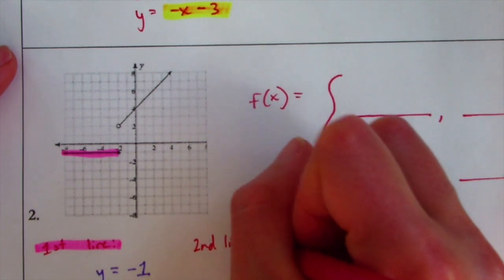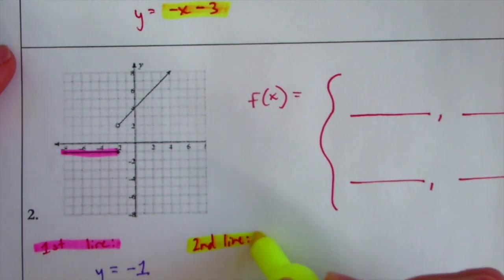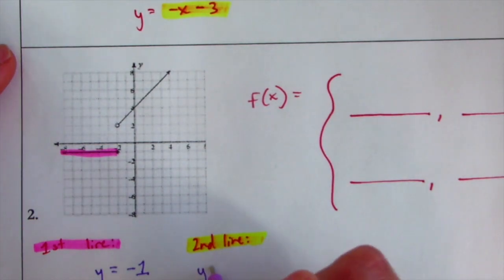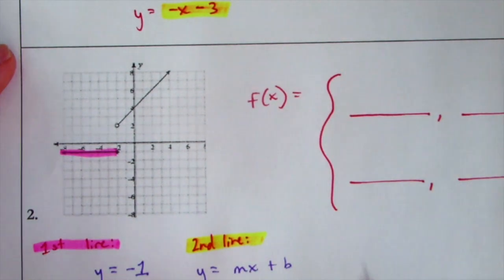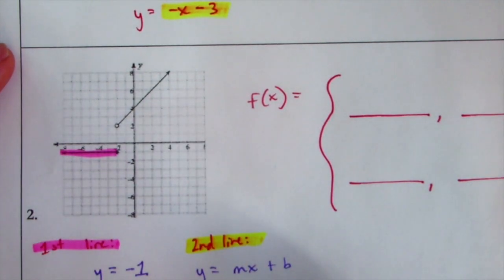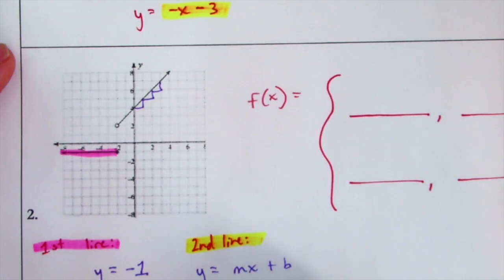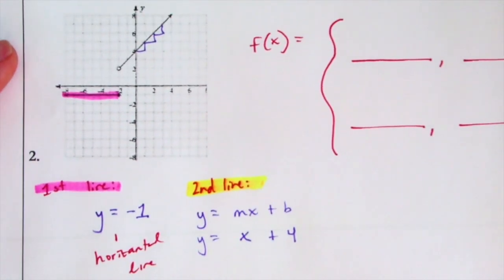The second line gets a little bit more exciting because we have y equals mx plus b. The y-intercept is going to be 4. The slope is 1. So we can just write that as x plus 4, and that is the equation of our second line.